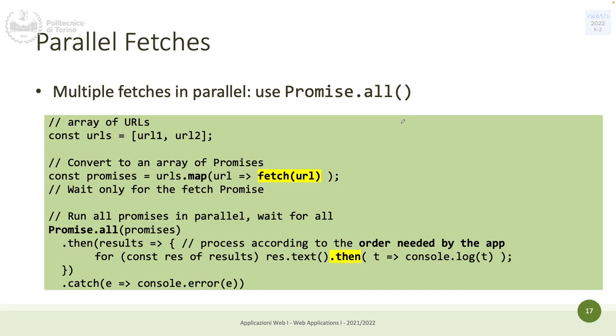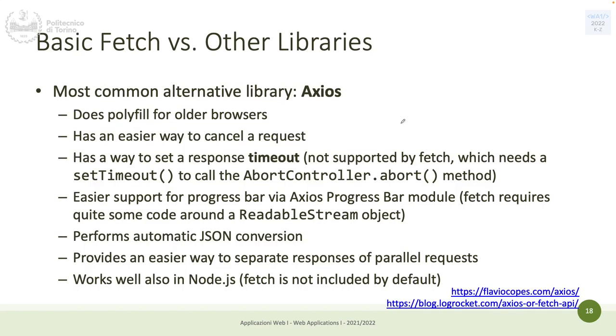And you can also do parallel fetch with Promise.all. If you remember, Promise.all gets a series of promises or functions that return a promise, like fetch, and performs all of them, and returns when all of them are resolved. So you can also do multiple fetches and wait for the execution of all of them with Promise.all. So all the methods that we have seen with promises, since this returns a promise, can be applied here, depending on what you want to do.